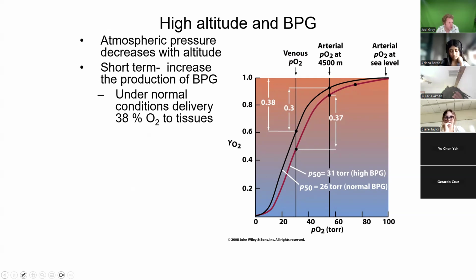Under normal conditions, your delivery of oxygen is about 38%. So what that means is that if you've got fully saturated or fully oxygenated hemoglobin in your bloodstream and it goes to the tissues, about 38% of the oxygen that gets to your tissues gets dropped off. So individual hemoglobin proteins, they're not all coming back with no oxygen whatsoever.